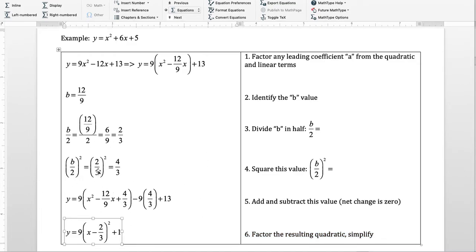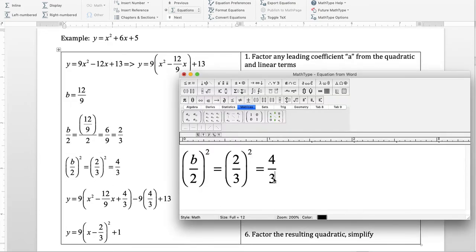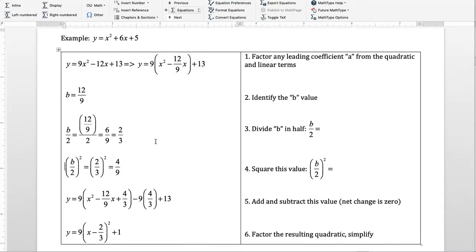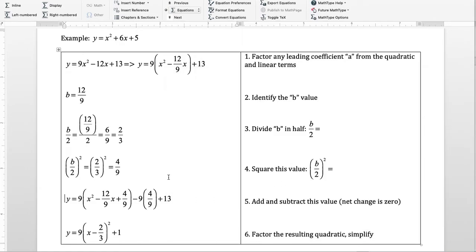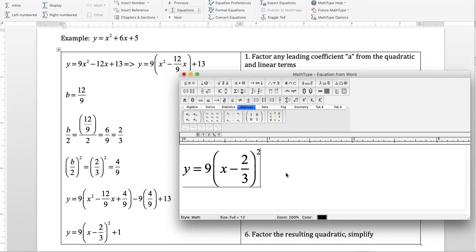So as we said, this was 4/9. Apparently I can't math outside of school. That gives us plus 4/9 inside, and then we're going to do minus 4/9 multiplied by our coefficient outside. Now notice here it works out nicely that we've got 9 times 4/9 is just going to be negative 4. And so we're going to have negative 4 plus 13, plus 9.